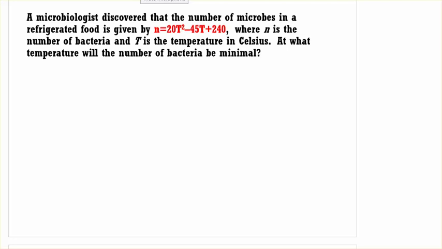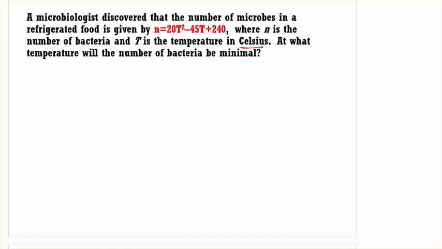We're going to continue with some of our applications of quadratic equations. Next problem: microbiologists discovered that the number of microbes in a refrigerated food is given by the equation n equals 20t squared minus 45t plus 240, where n is the number of bacteria and t is the temperature in Celsius. Notice it is in Celsius. At what temperature will the number of bacteria be minimal?